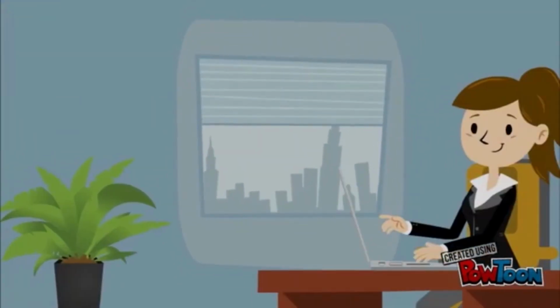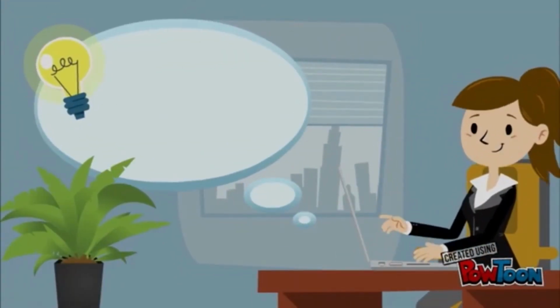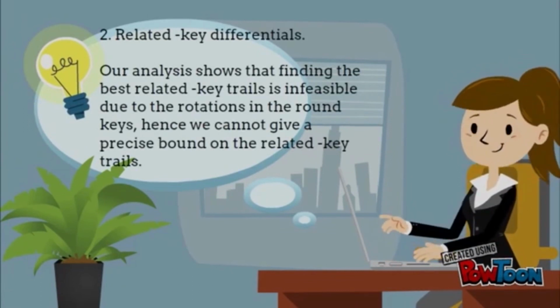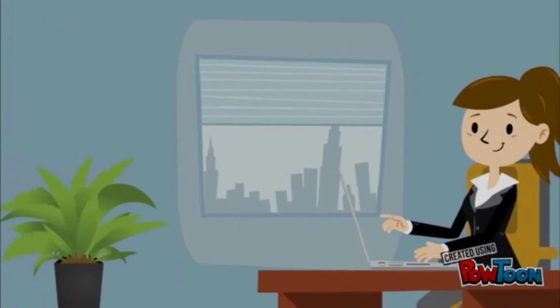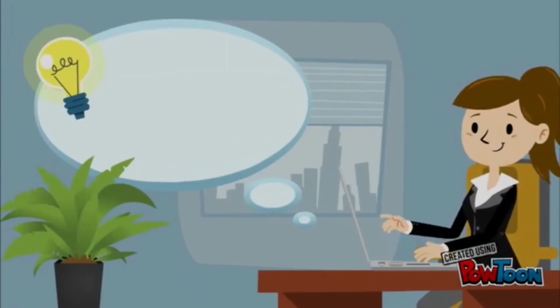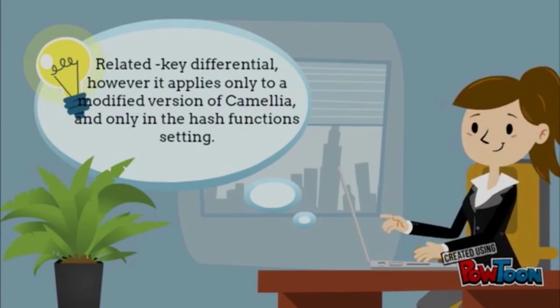Next, our evaluation is related key differentials. Our analysis shows that finding the best related key trails is infeasible due to the relation in the round key, since we cannot give a precise bound on the related key trails. Related key differential, however, is applied only to a modified version of Camellia and only in a hash function setting.